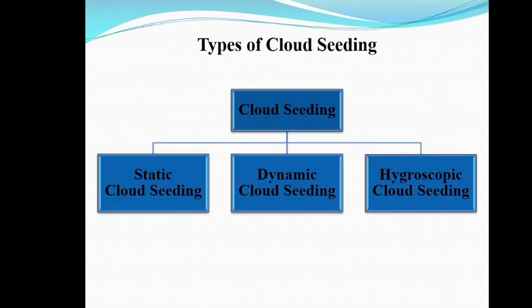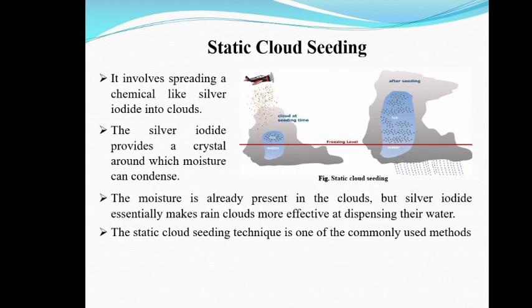Now comes the types of cloud seeding. Cloud seeding is divided into three types: static cloud seeding, dynamic cloud seeding, and hygroscopic cloud seeding. The first type of cloud seeding is static cloud seeding.